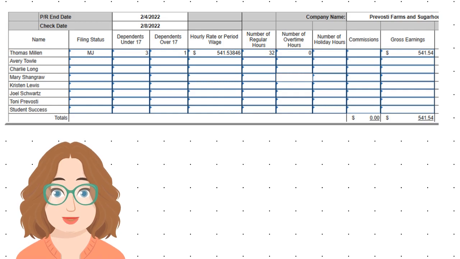Thomas did not have overtime hours, holiday pay, or commissions. So we enter $0 into those columns. Thomas' total gross earnings are, therefore, $541.54.